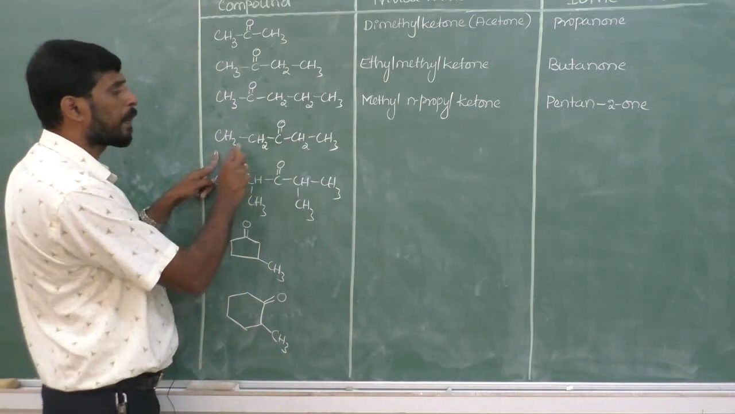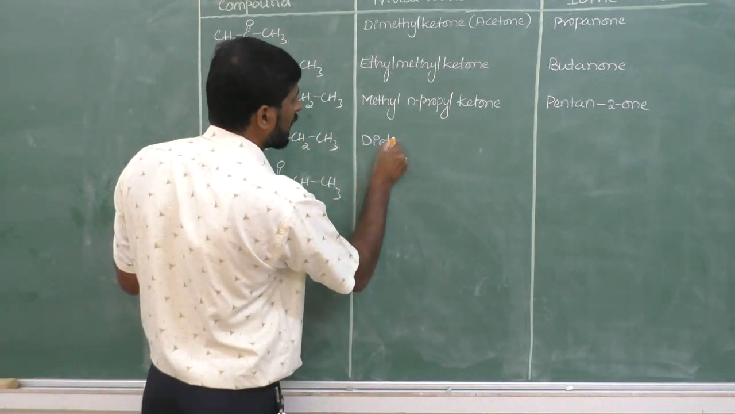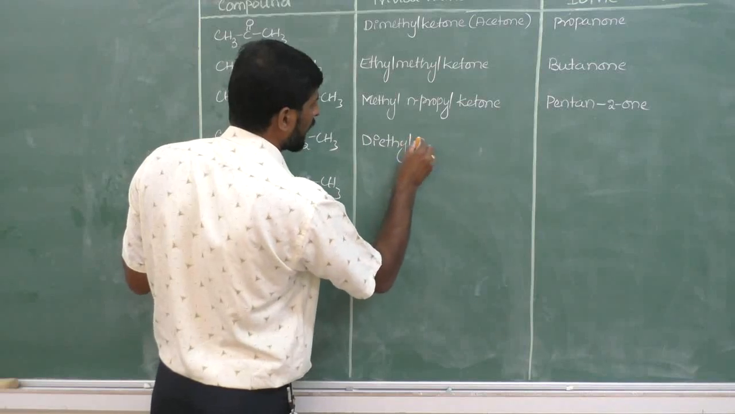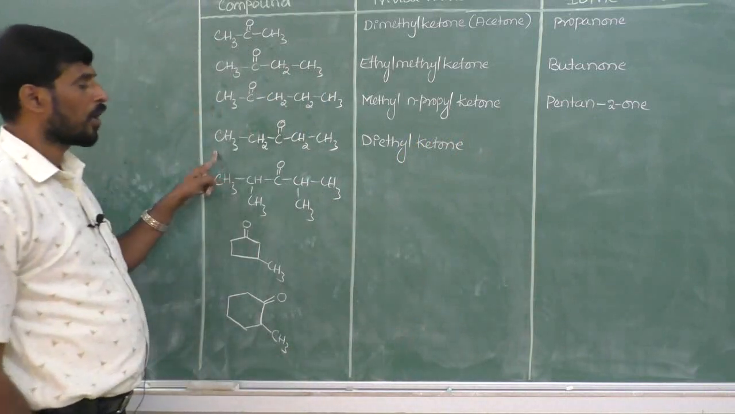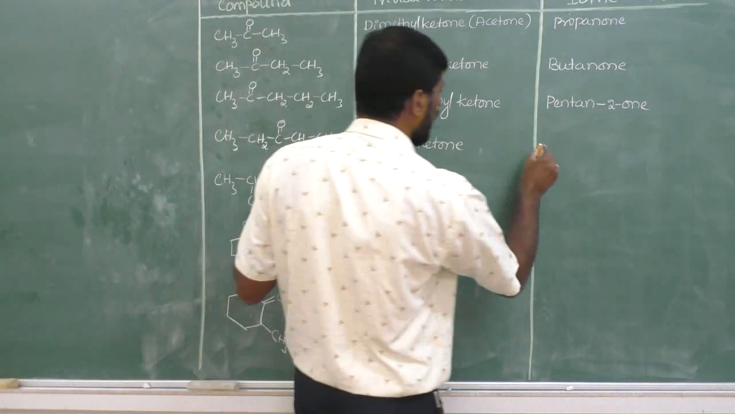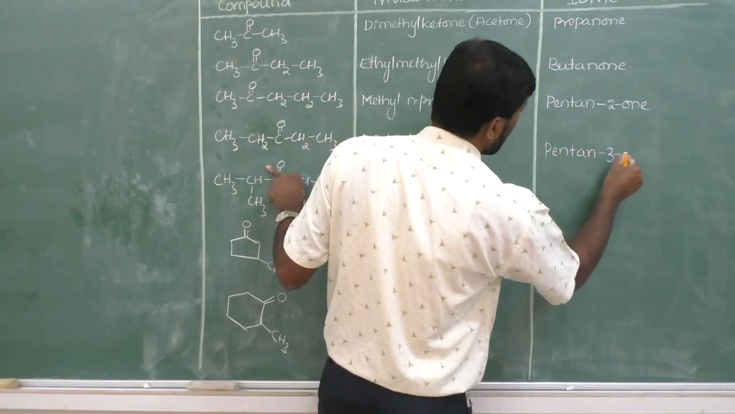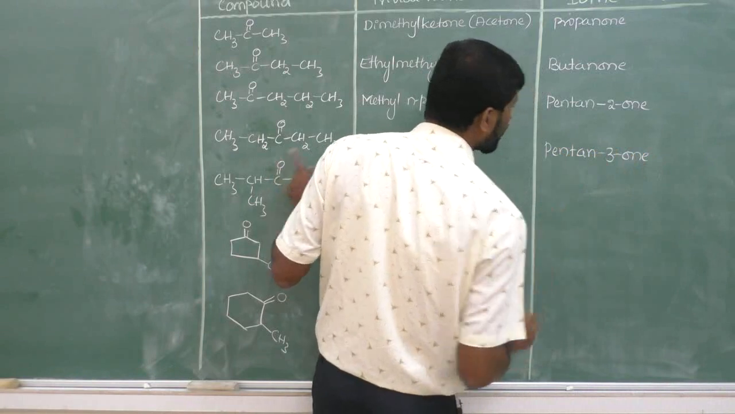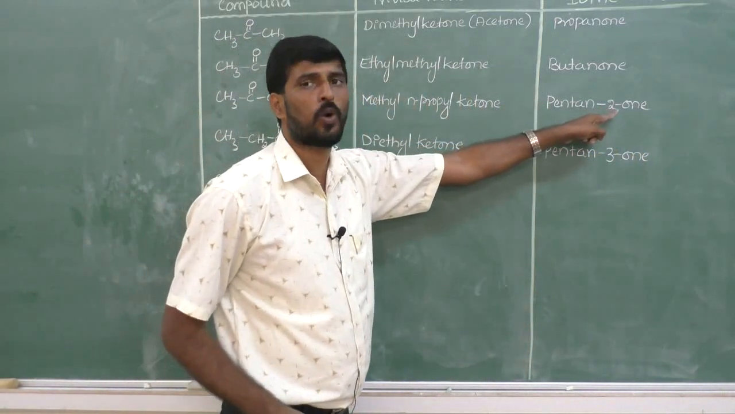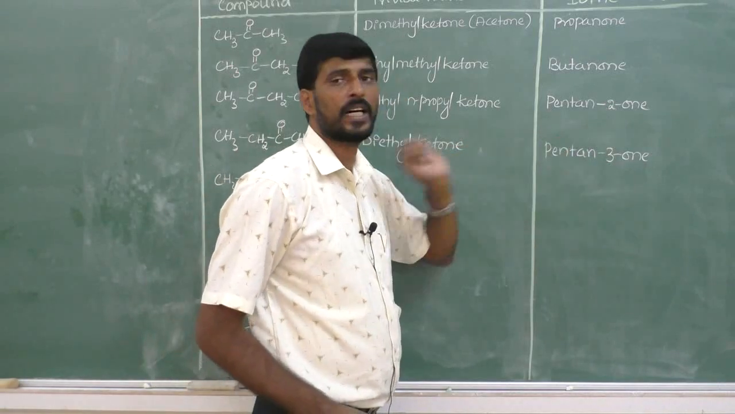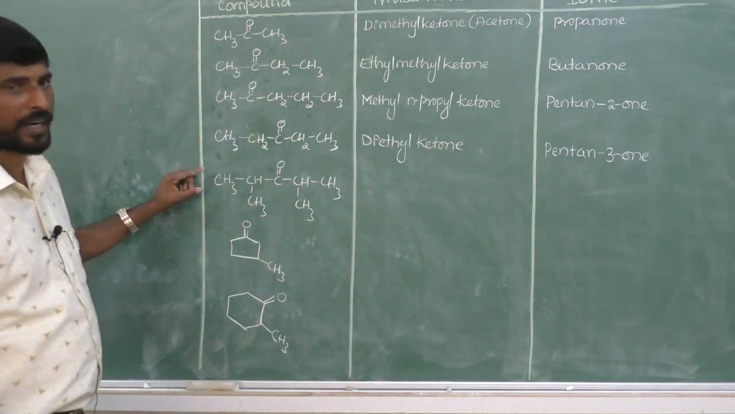Come to this. On either side, an ethyl group is present. That's why it is diethyl ketone. What is the IUPAC name? The IUPAC name is pentan-3-one. See, what is the difference? The difference between these two compounds is only the position of the functional group, that is second and third. So, that is why the position is very important.